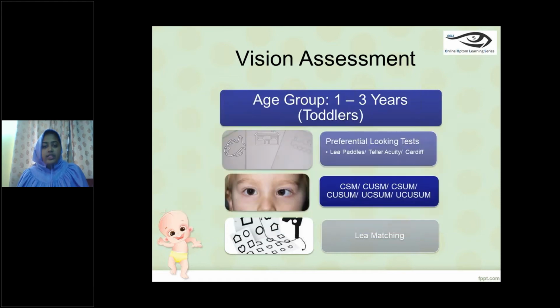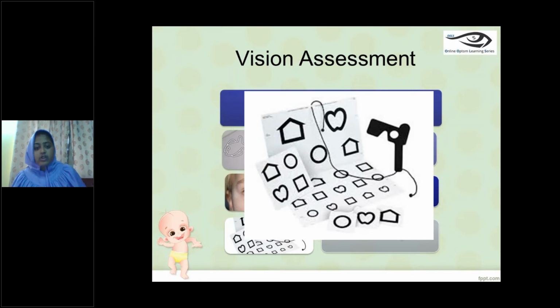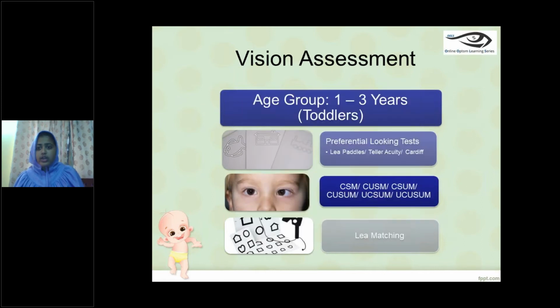Okay. And then we can also use LEA symbols. We can give a small card to the child and then the examiner can point at the distance chart and the child can point at the same shape on the card which has been given. So this is the LEA symbol chart with the matching card for the child. So we can do LEA matching for this age group as well. Okay, so let's move on.